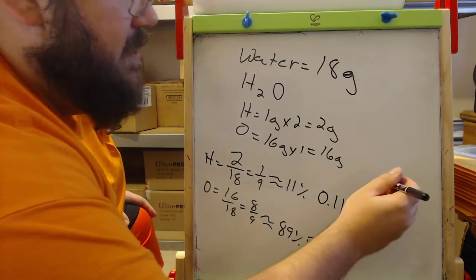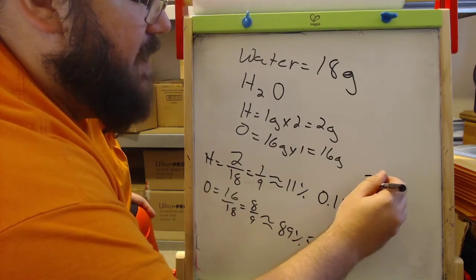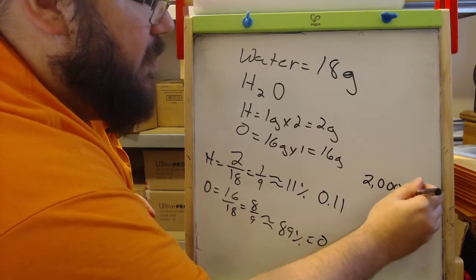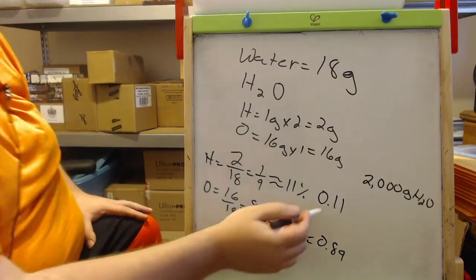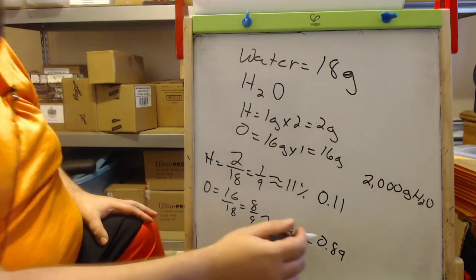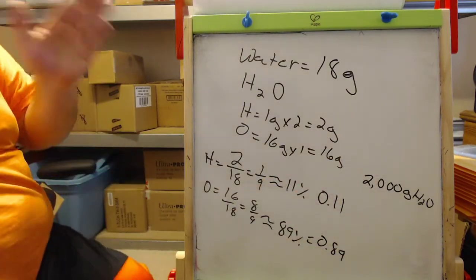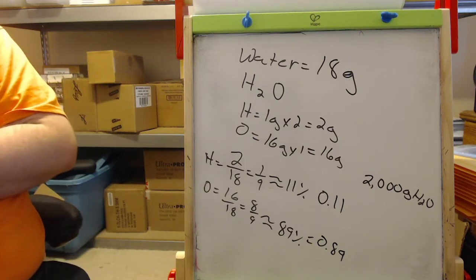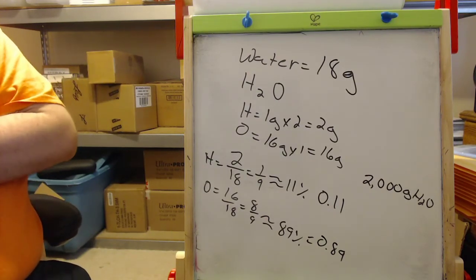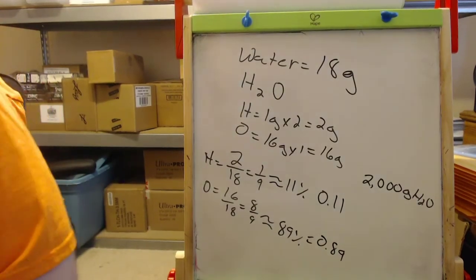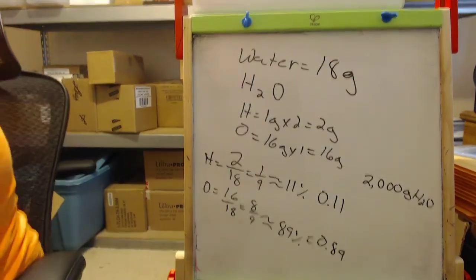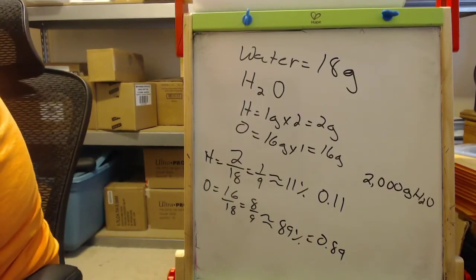So if I had 2,000 grams of water, and I wanted to know how much hydrogen is in there, I would take 0.11 times that. If I want to know how much oxygen, 0.89. It doesn't matter the sample size, because the law of constant composition basically says if this is what my ratio is, it's always my ratio no matter what amount of sample I have.